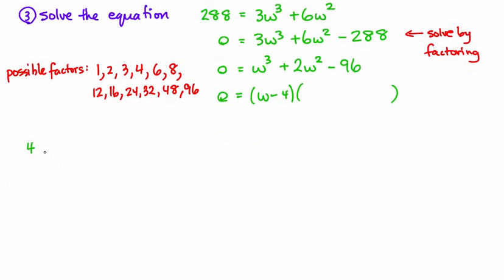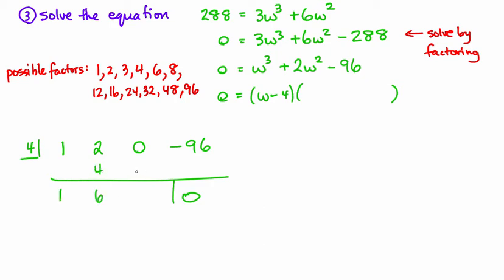So W minus 4 gives me a root of 4, and then the coefficients are 1, 2, there's no W's, and then take away 96, and hopefully I get this remainder 0. So add, multiply, add, multiply, add, multiply, add. So I get W squared plus 6W plus 24.